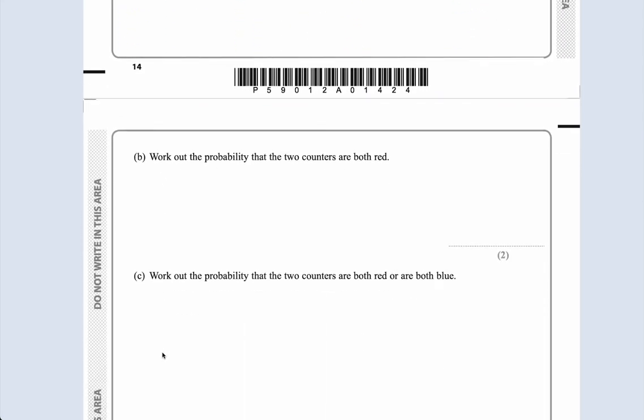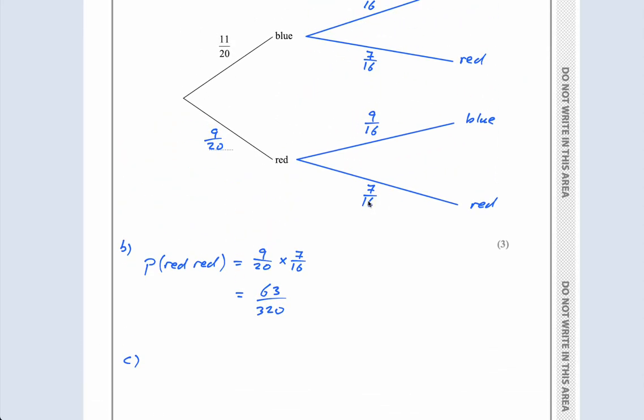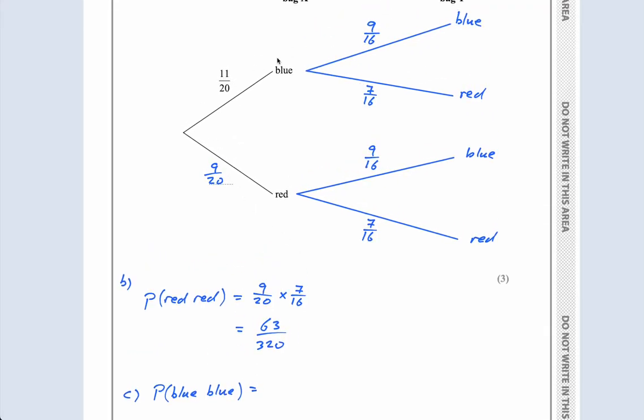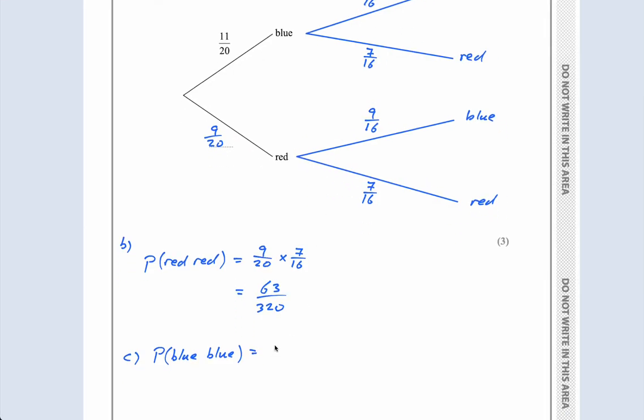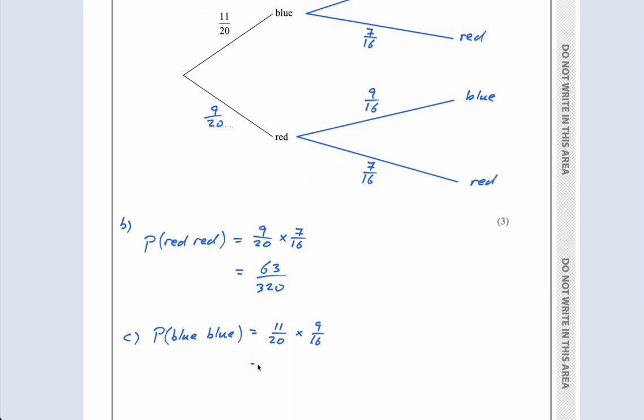Part C. Work out the probability that the two counters are both red or are both blue. So that means either red, red, or let's do blue, blue. The probability of blue, blue is equal to 11 over 20 times 9 over 16. That's this times this, which is 99 over 320.